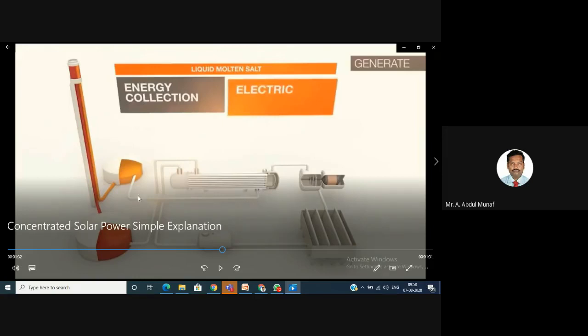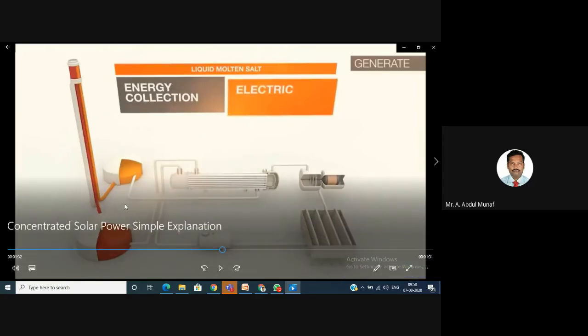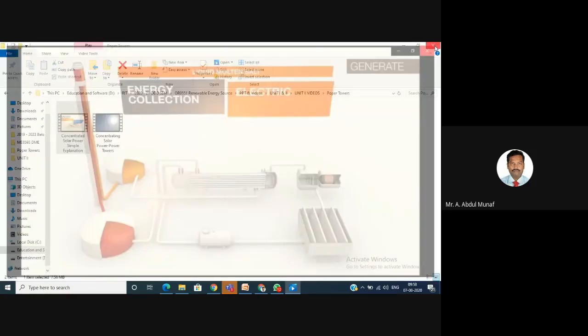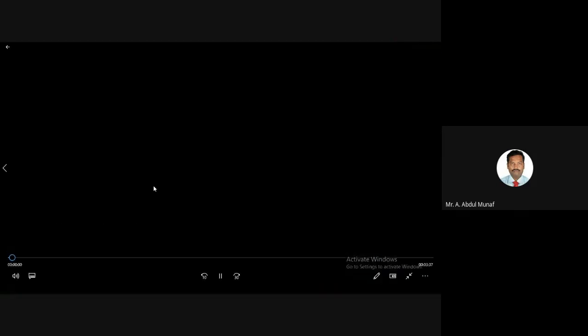Again, it is recycled to this hot water tank. Once again it is recycled to the hot water tank. Okay, this is the main function of the power tower collector. I have another video, that one you can also see.